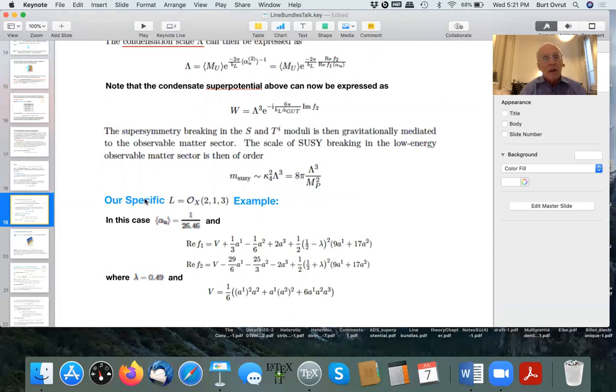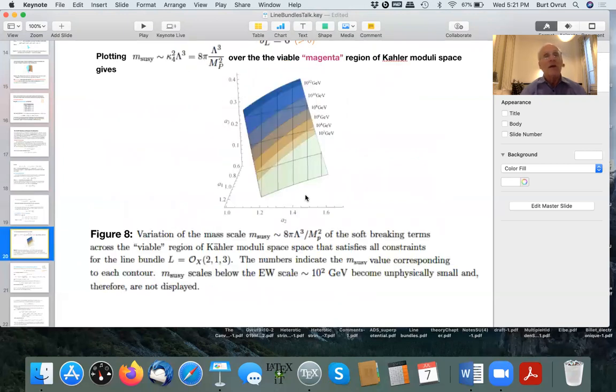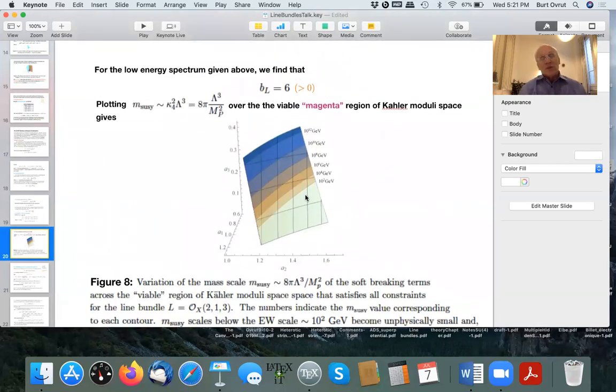Okay. So let's go back to our explicit example, which right now has been generic, but I'm going to take L to be 213 and alpha U at unification in the observable sector is 1 over 26.46. We know what the real parts of F1 and F2 are. V is given by this expression. If I expand out in d_ijk, we're taking lambda to be at 0.49. And if we plot this thing, we have to find out what the m SUSY scale is going to be.